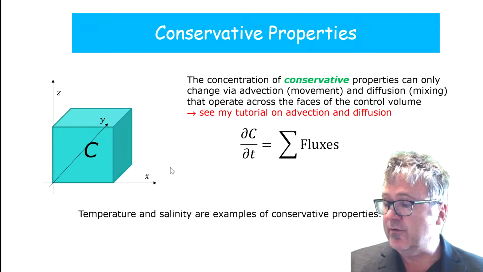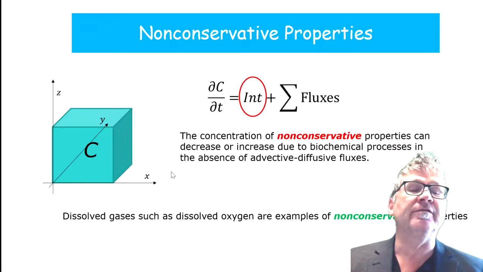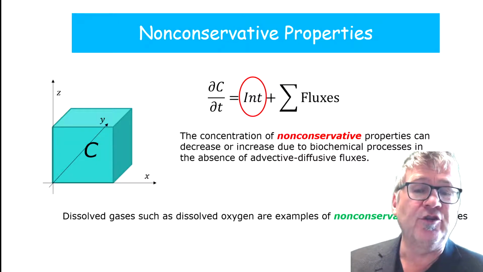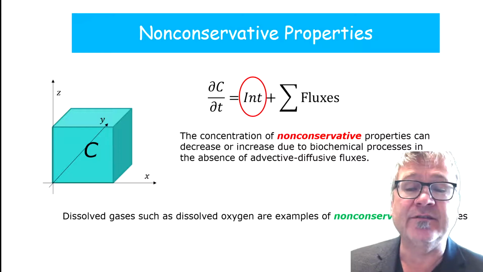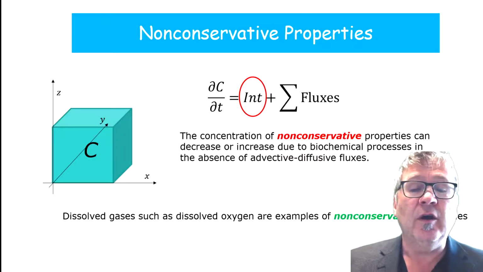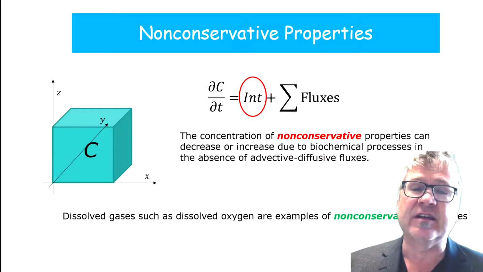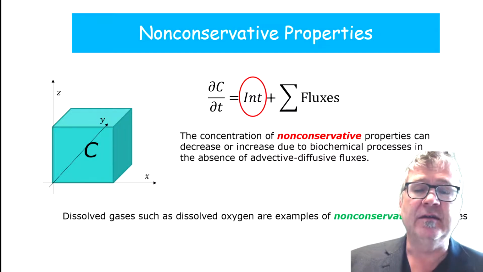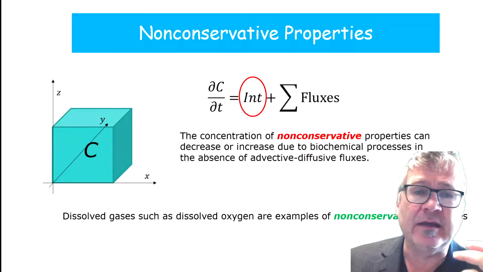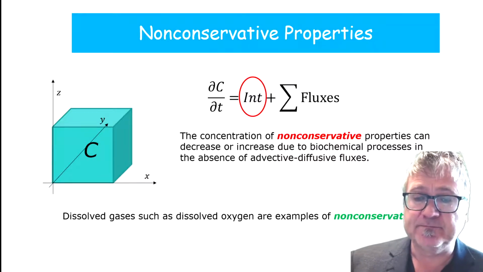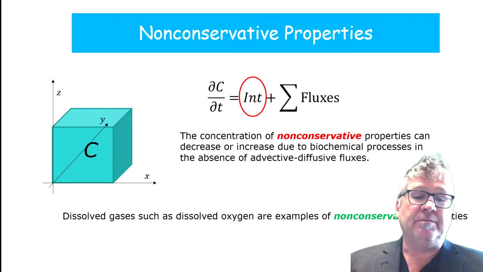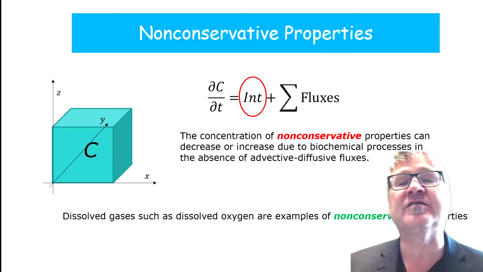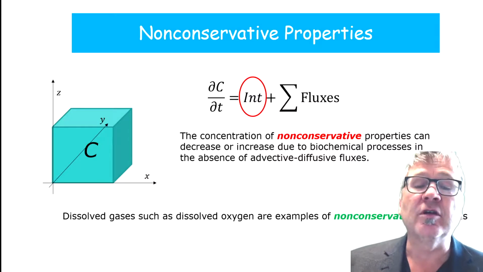All right, so just going over to the next slide is what is a non-conservative property. For a non-conservative property, there's an additional term in here, called int. What it means is that the concentration can also vary because of other features. It can be chemical reactions, or biological features, and biochemical processes. Dissolved gases such as dissolved oxygen are examples of non-conservative properties.